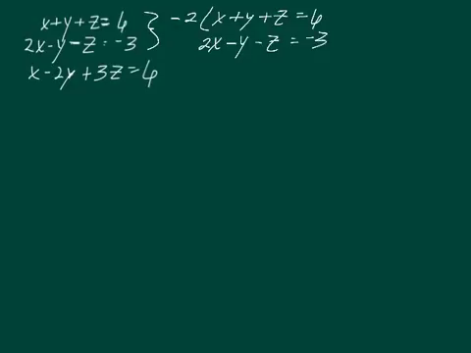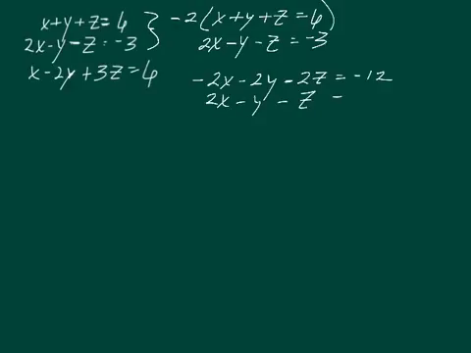Okay, so when I do the top, I end up getting negative 2x minus 2y minus 2z equals negative 12. And I'm going to leave the bottom alone, like I say. And I'm just going to rewrite that.